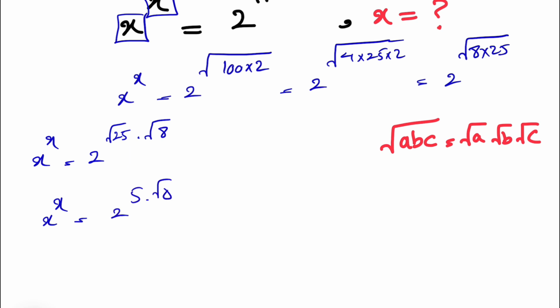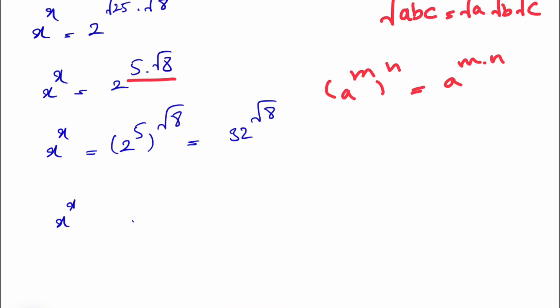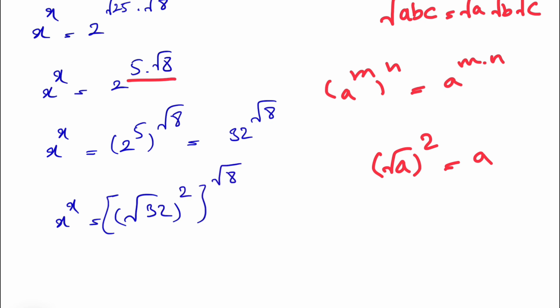We know it's 5 times square root of 8, and from the laws of the exponent we know when we have a to the power of m to the power of n, this will be equal to a to the power of mn. So we have mn in here, so this can actually be written as 2 to the power of 5, all to the power of square root of 8. So we have 2 to the 5, which we know is 32, to the power of square root of 8. Also, we know that the square root of 8 to the power of 2 is going to give us 8. So here, instead of 32, we're going to write it down as square root of 32 to the power of 2, and this will be all to the power square root of 8.